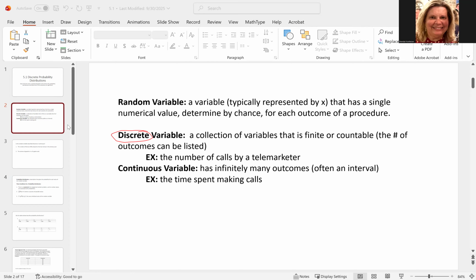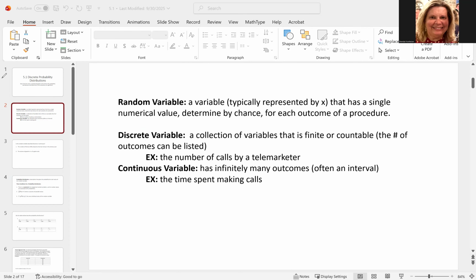Now, there's also, remember, a continuous variable. These are the terms we've talked about before. The continuous variable has infinitely many outcomes. It is usually accompanied by a unit of measure. So if the number of calls made by a telemarketer is a discrete value, the time spent making the calls is a continuous variable because that would be measured in minutes or minutes and seconds or something like that.